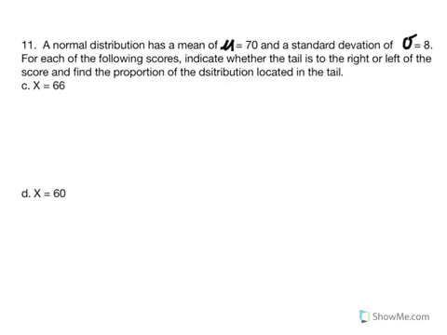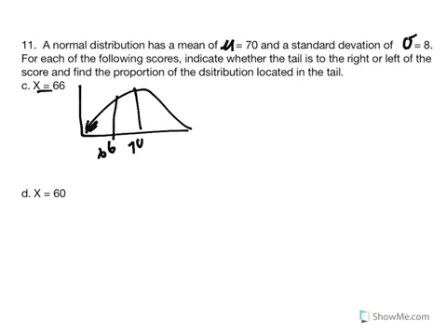This is a continuation of 11C. Now we're going to sketch our distribution. Again, the givens, 70 is equal to the mean, and we're considering a score of 66, so that's going to be to the left, 66. And now the tail is on the left.